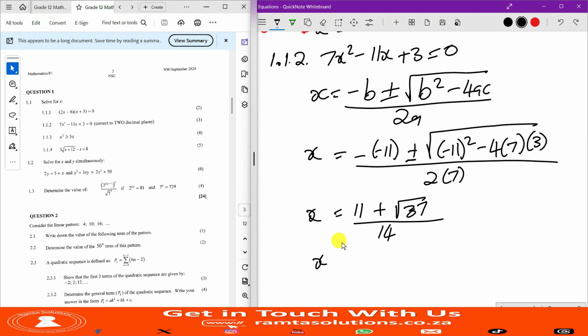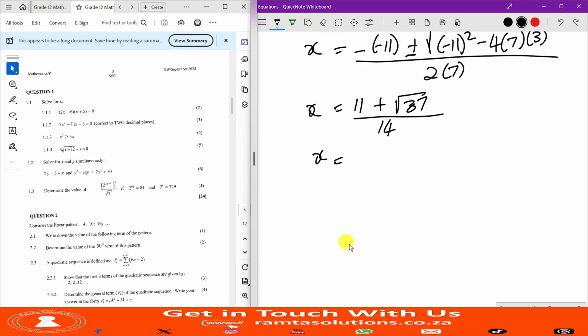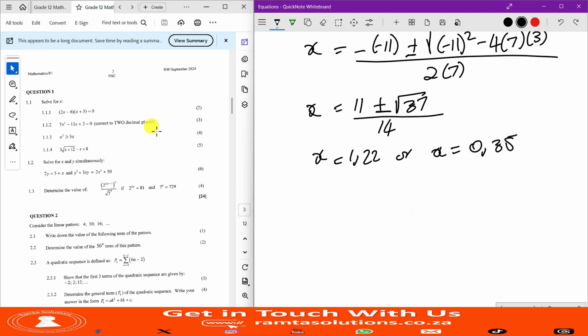Let's see: 11 squared minus 4 times 7 times 3. Indeed, it's 37. Now we will need to say 11 plus or minus the square root of 37, all over 14. So x equals 1.22, or x equals, when you put a minus, 0.35. Remember, they said correct to 2 decimal places. All right, cool. So we have done 2 questions, 5 marks. We are on the right track.